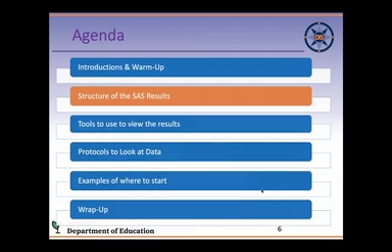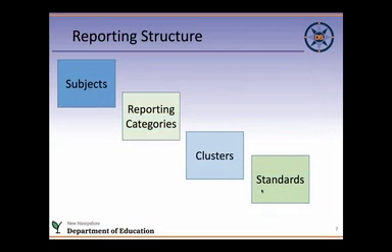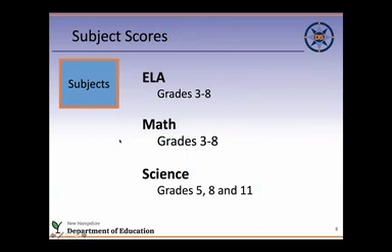So the structure of the SAS results. First thing, there are these 4 areas, and I'm going to refer to them often because this is related to the structure and the reporting and the scores and everything. So you know that there's subject. We have subject. The next level down is reporting category, clusters, and the smallest detail part is standards. And for subject, I'm sure that we have ELA, math, and science, and you probably know the grades that are associated with each of those.